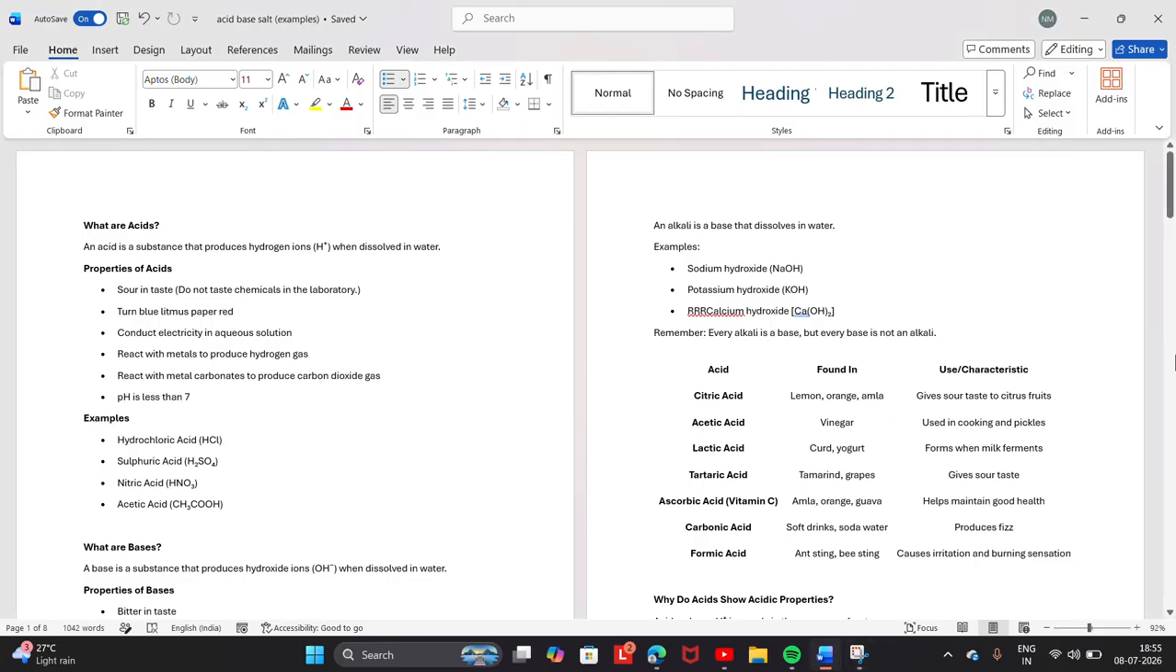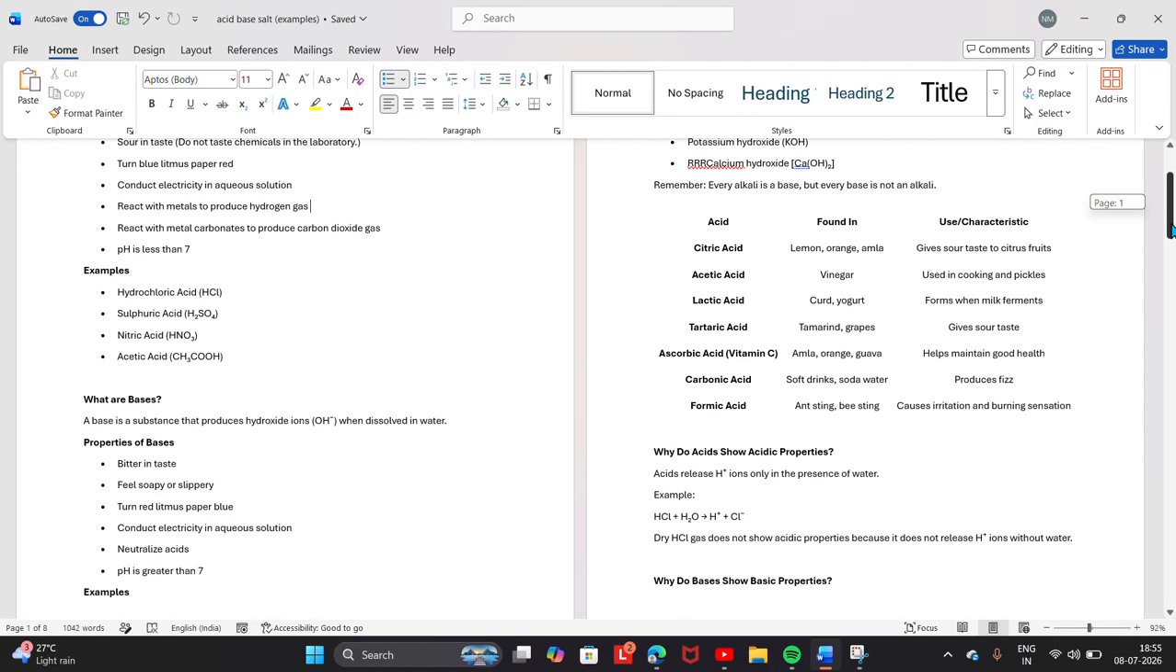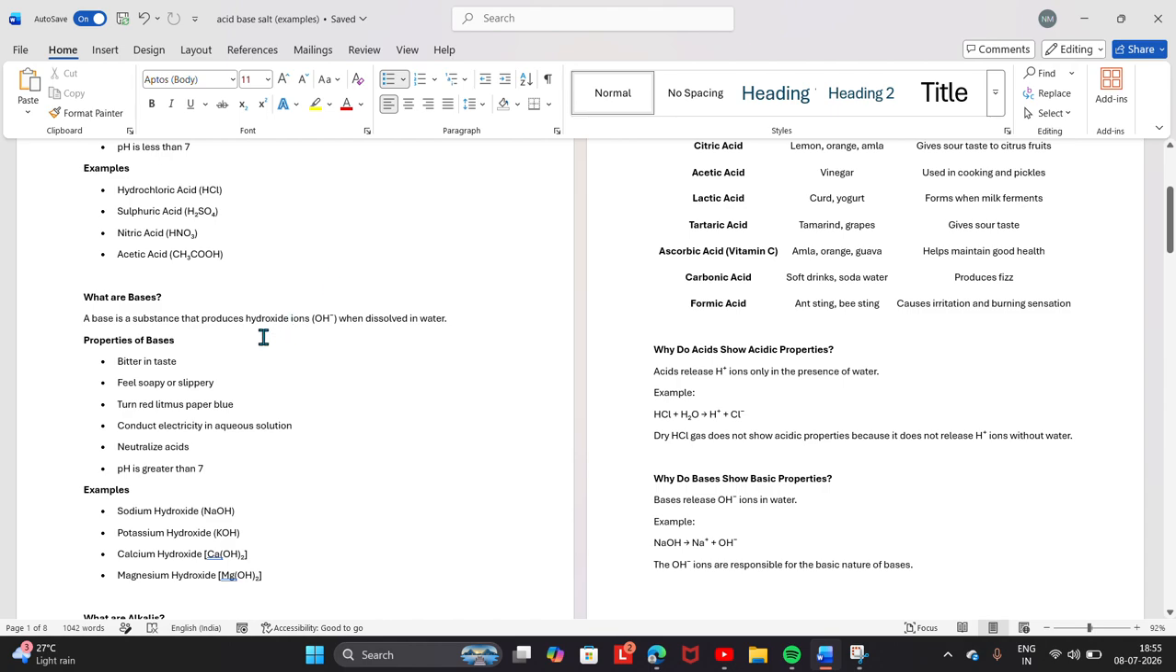Now, same, we'll study about bases. So, what are bases? Bases are substances that produce hydroxide ions when dissolved in water. So, like acids were producing H plus ion, bases are substances that produce hydroxide ion. So bases are bitter in taste. They feel soapy and slippery. And now the important point. How acid was turning blue litmus red, in the same way, bases will turn red litmus blue.